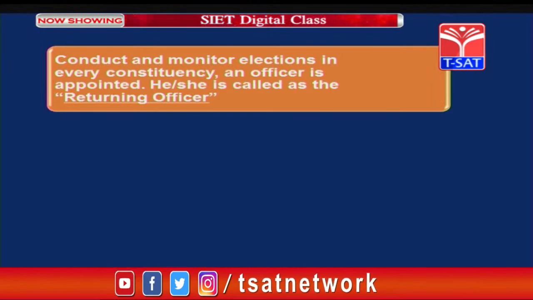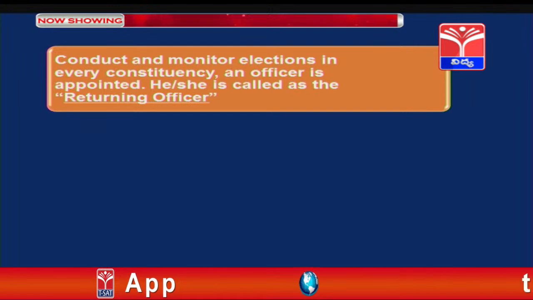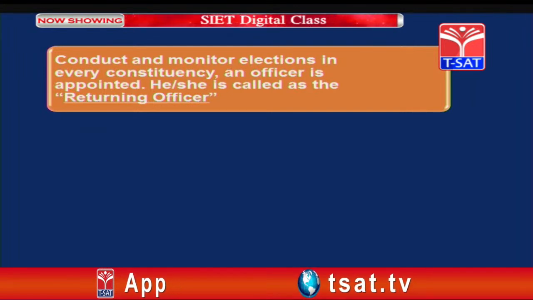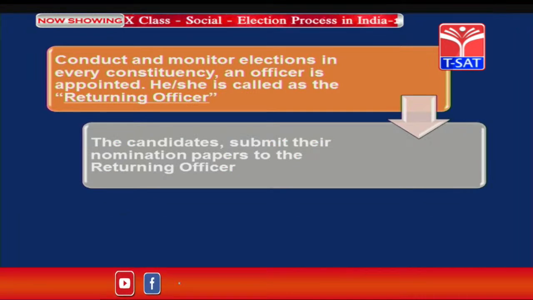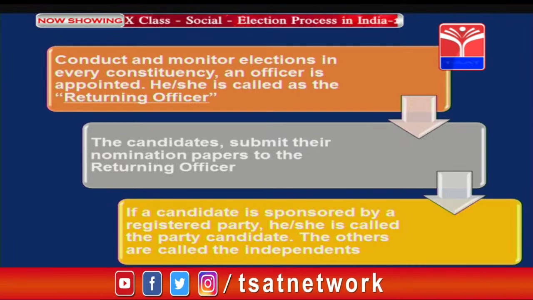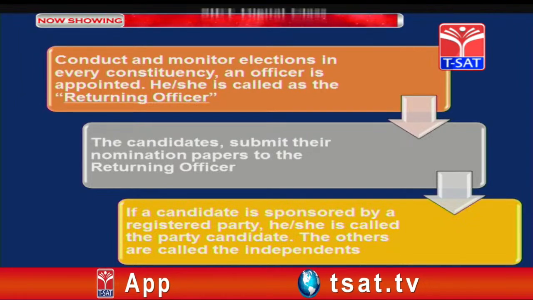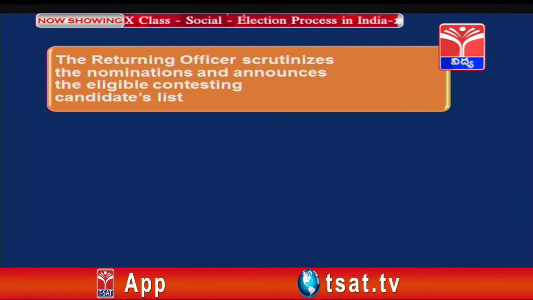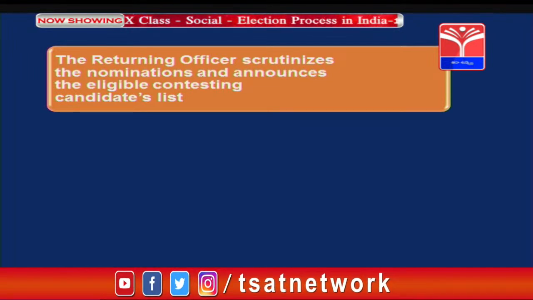Conduct and monitor elections in every constituency. An officer is appointed, known as the returning officer, and the candidates submit their nomination papers to this returning officer. If a candidate is sponsored by a registered party, he or she is called a party candidate. The others are known as independent candidates. And the returning officer scrutinizes, that means examines, the nominations and announces the eligible contesting candidate list.